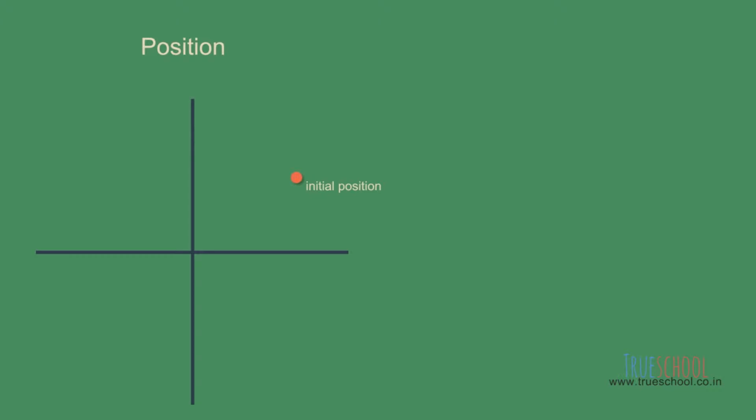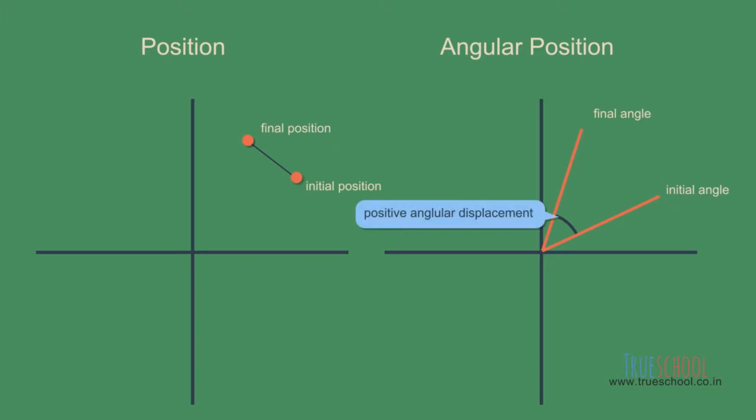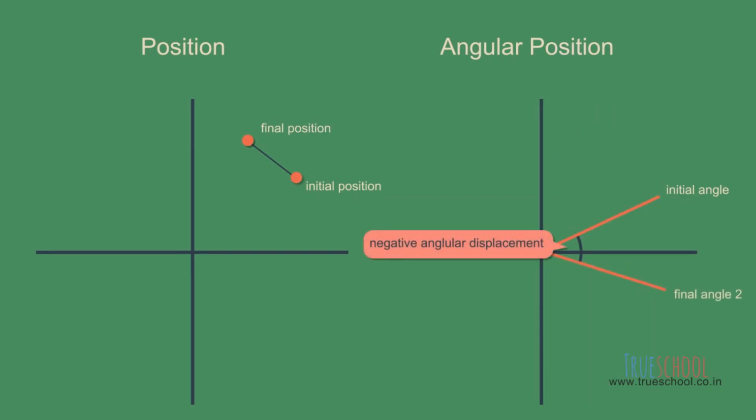The first term we learned was position. Similarly, for rotation, we will use angles or angular position. As we had defined displacement as change in position, we will define angular displacement as change in angular position. This follows the regular sign convention as for angles. That is, movement in anti-clockwise is considered positive angular displacement and movement in clockwise is considered negative.